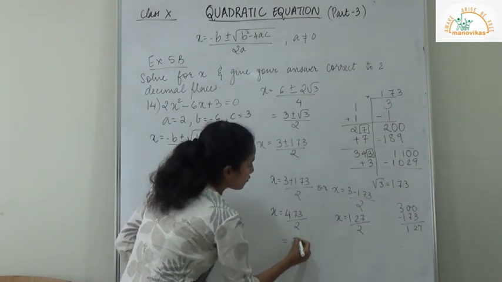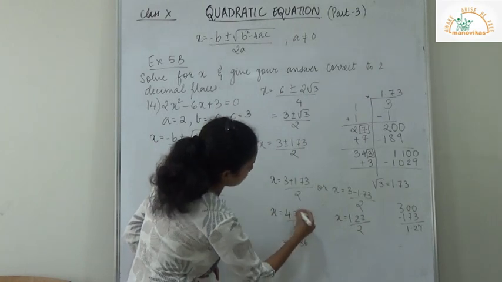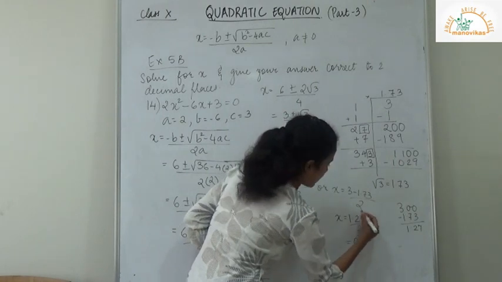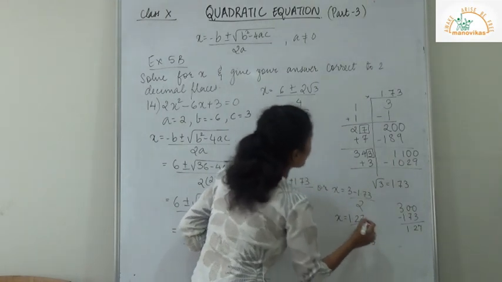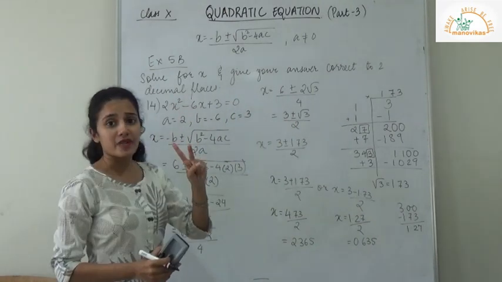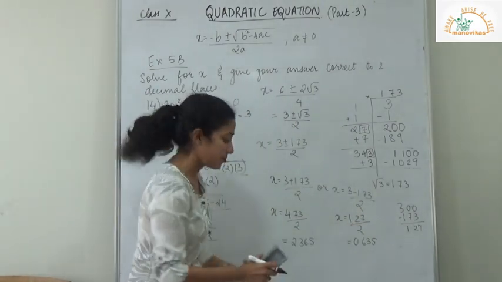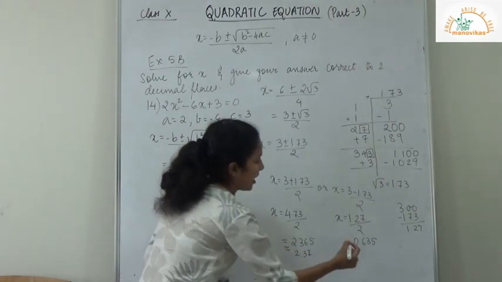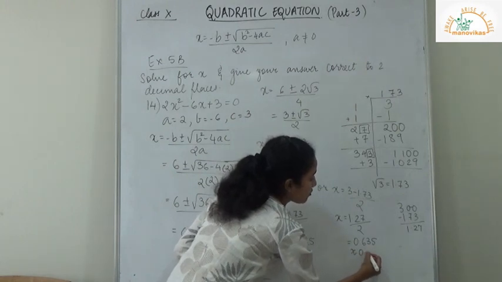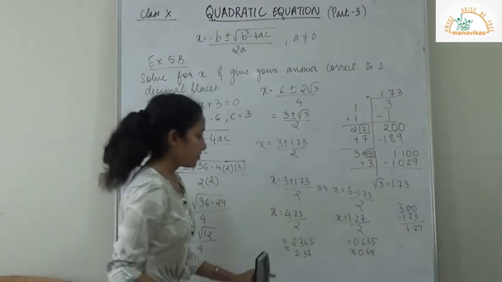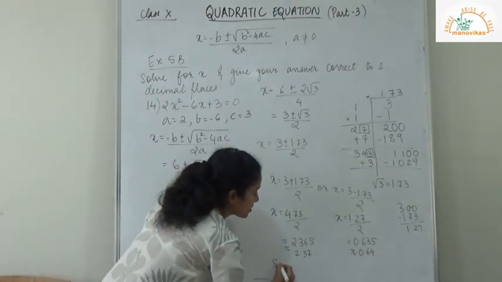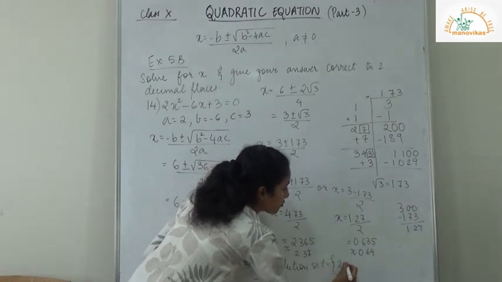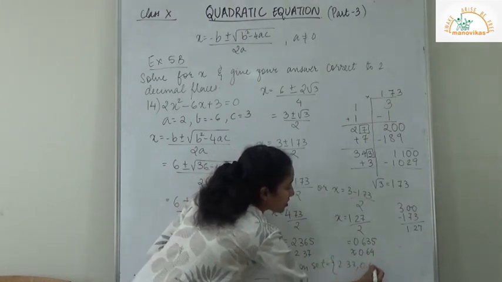Dividing this I get 2.365, and this will be 0.635. Now they have asked you up to 2 decimal places. So what will you do? You will round it up. So the round up value will be 2.37, and here the round up value will be 0.64. Final step is to write the solution set. So therefore the solution set here is equal to 2.37 and 0.64.